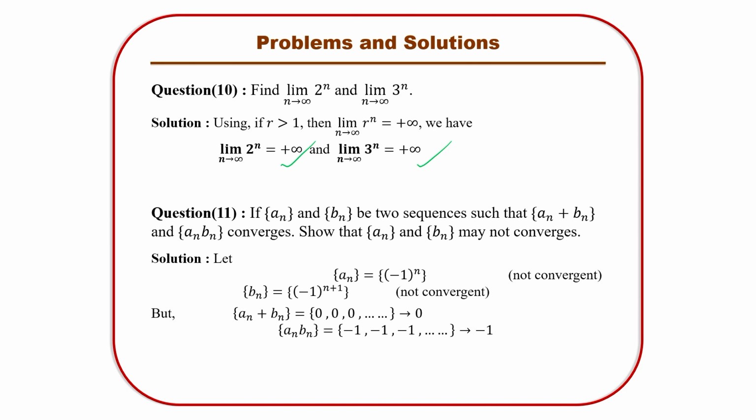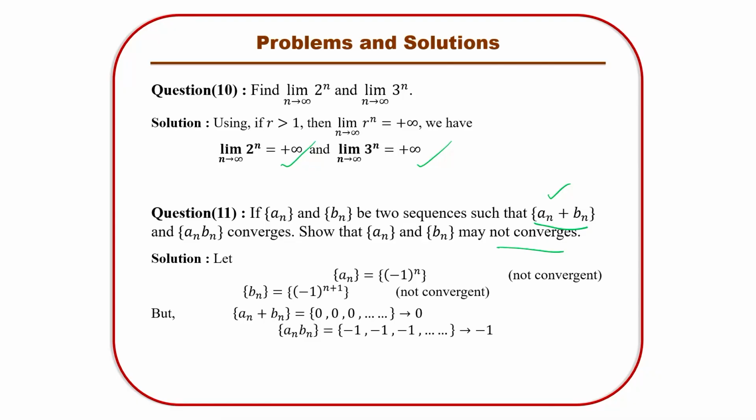Now look at the 11th question. If two sequences a_n and b_n are such that a_n plus b_n and a_n times b_n converge, then a_n and b_n may not converge. That's a very good question, isn't it? So if you have two sequences and the addition and product are converging sequences, converging to some different points or some same points, it doesn't matter. But you must show that it is not the case that a_n, b_n always converge. They may not converge. So look at one example.